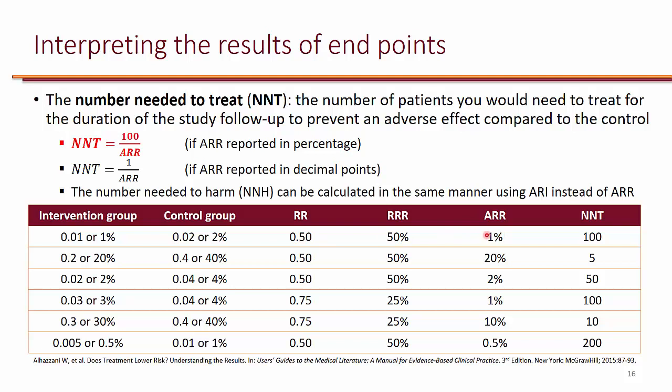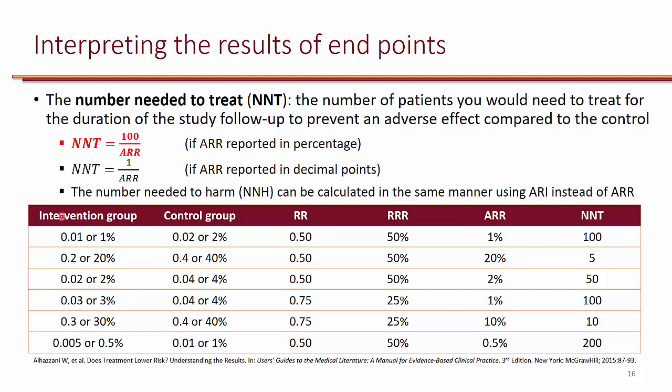And in order to get absolute risk reduction, if you went from 2% to 1%, 2 minus 1 is 1% absolute risk reduction. And the way you calculate number needed to treat is 100 divided by 1, which is 100. So you would have to treat 100 patients for the duration of the study. Let's say this study followed patients for 5 years. This means that you would have to treat 100 patients for 5 years in order to prevent one death in a patient who received the intervention as opposed to control. So that's how you interpret number needed to treat.